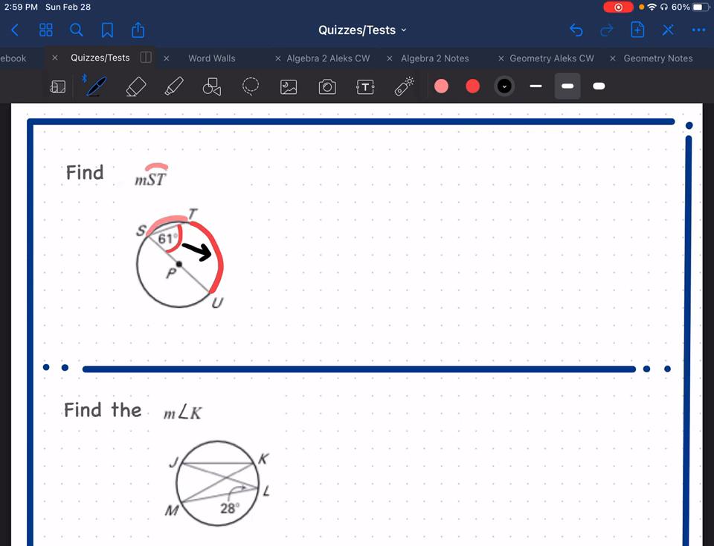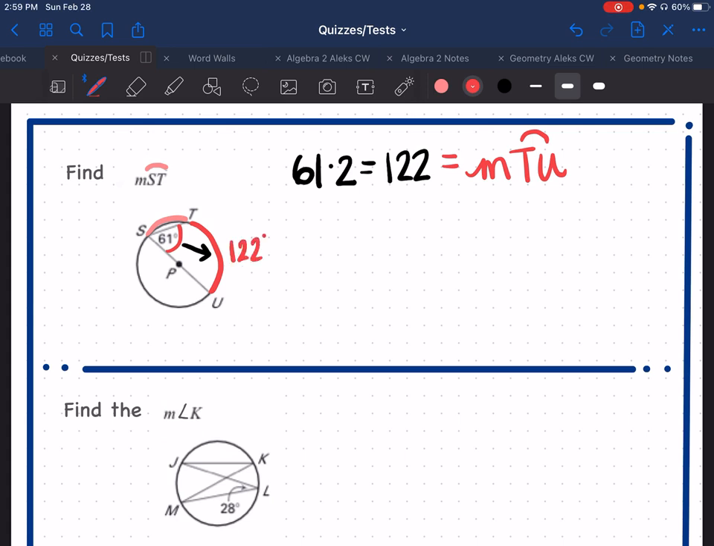Yes. So 61 times 2 would be, and this would equal the measure of TU's arc. Okay, I'm just double checking. Yeah, this is 122. Okay, but I still haven't found SU. Oh, wait a minute. This is a diameter. I know it's a diameter because they have marked the center as P.